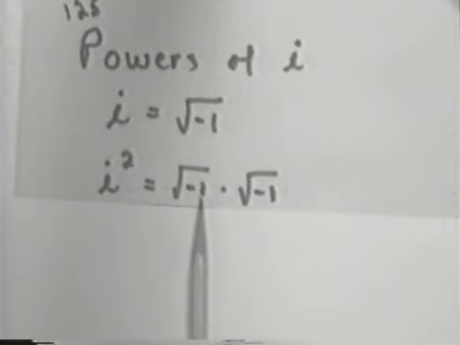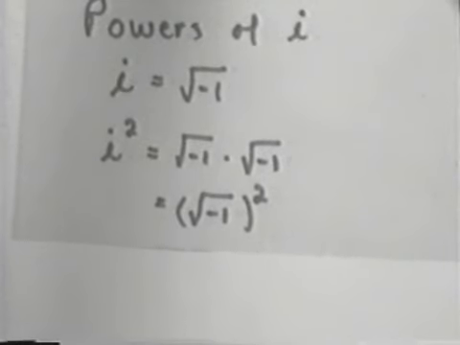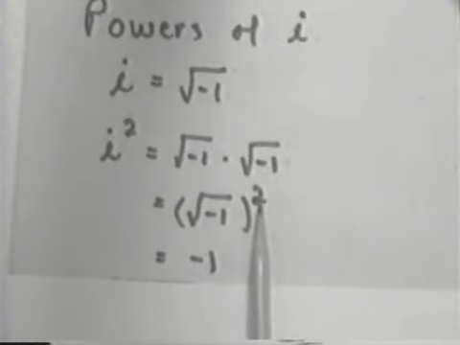Before we go into multiplication, let's look at the powers of i. Now, by definition, i is the square root of negative 1. Well then, i squared would be the square root of negative 1 times the square root of negative 1, or the square root of negative 1 squared. Now the square root of negative 1 squared is negative 1, because the square will eliminate the square root. So i squared is negative 1.